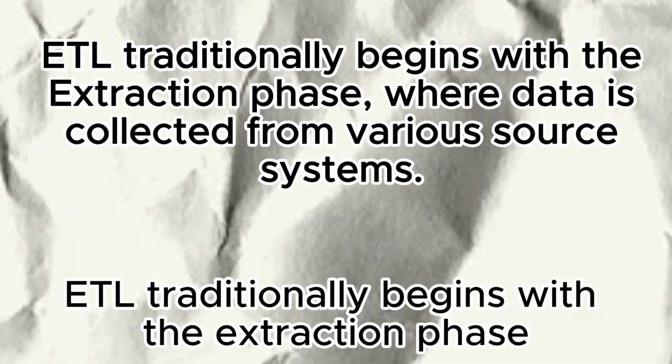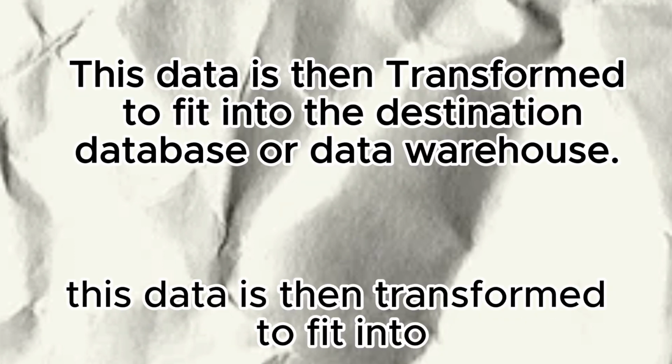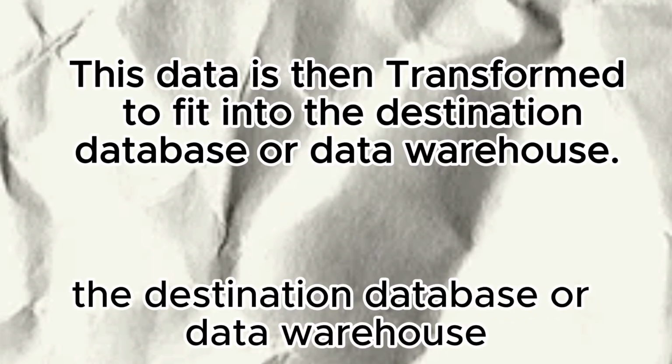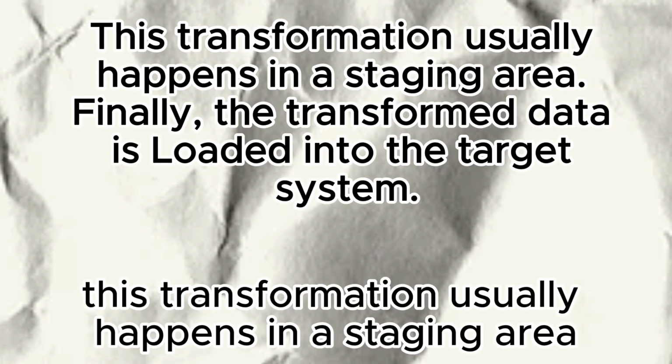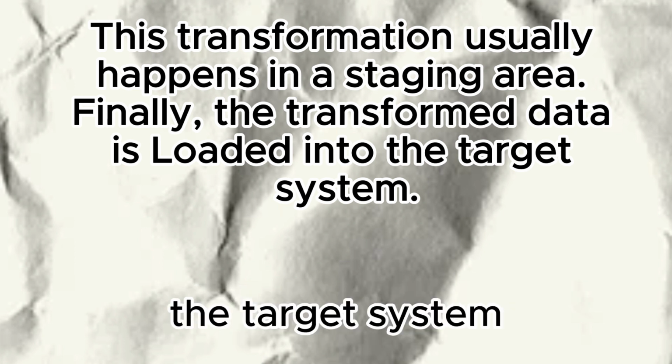ETL traditionally begins with the extraction phase, where data is collected from various source systems. This data is then transformed to fit into the destination database or data warehouse. This transformation usually happens in a staging area. Finally, the transformed data is loaded into the target system.